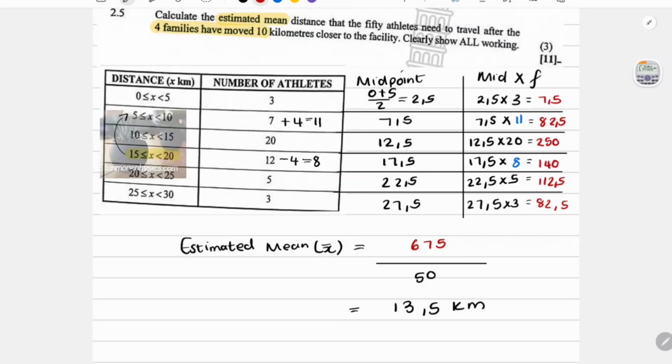And then we finally move on to question 3, which is on analytical geometry, and that will be in a separate video.